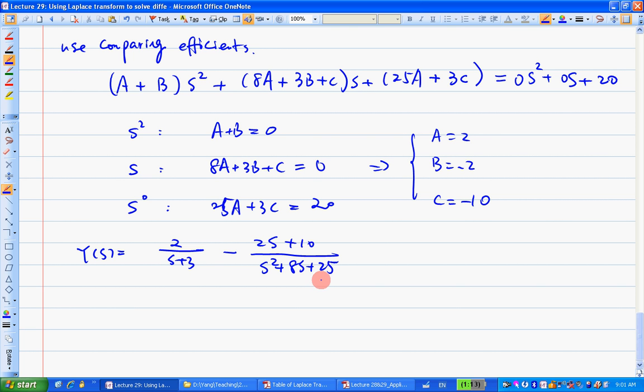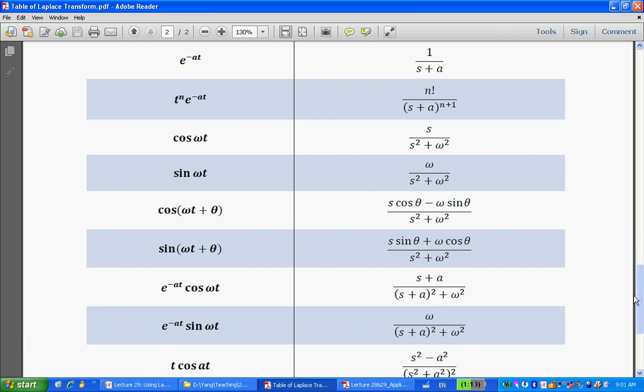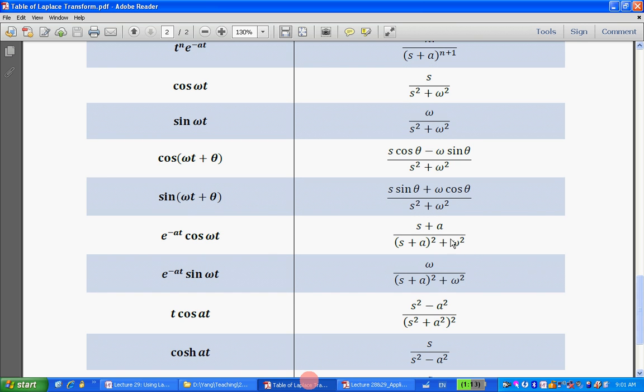Now, finding the inverse, the first one is easy because you have directly this 1 over s plus 3, 1 over s plus a in the table, right? But the second one here, you look at the table, I guess we don't have anything that is even close to what we have here, right? So the closest to what we have is what? It's probably this guy and this guy.